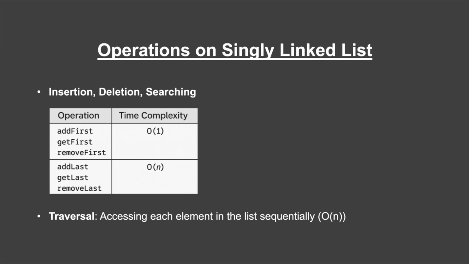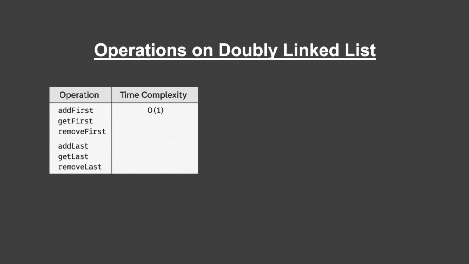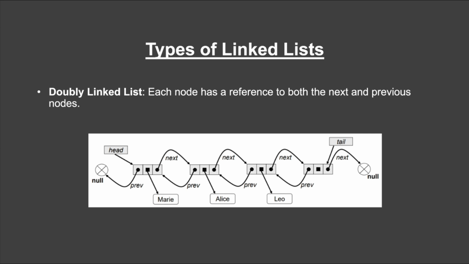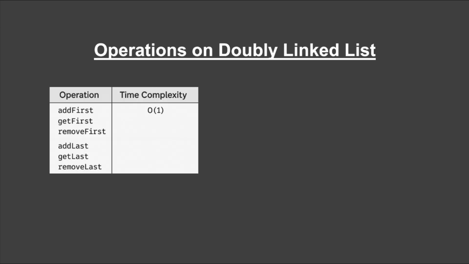Also, if we want to traverse through our singly linked list, we also have a time complexity of big O of n. For the doubly linked list, all operations at the beginning or at the end of the list have a time complexity of big O of 1, because if we want to execute an operation at the beginning of the list, we can just start at the head, and if we want to execute an operation at the end of the list, we can start at the tail. Operations in the middle of the list also have a time complexity of big O of n, because no matter if we start from the head or the tail, we have a running time of n divided by 2.